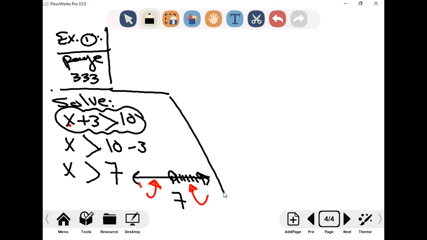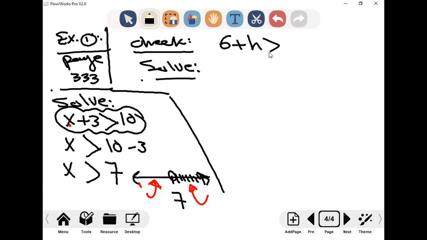Okay, check the solution. Let's solve the check after this example. Solve: 6 plus h is less than or equal to negative 9.